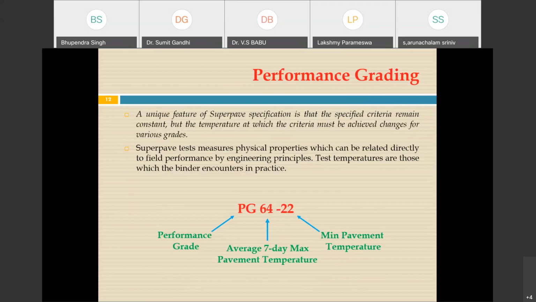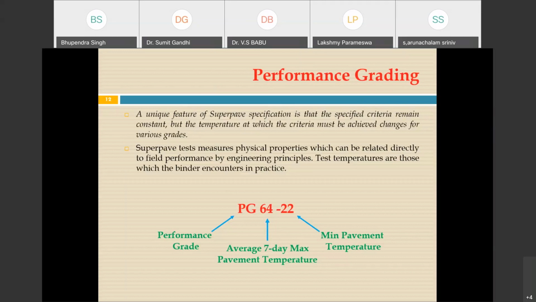So SuperPave tests measure the physical properties which can be related directly to the field performance by engineering principles, and test temperatures are those which the binder encounters in practice. If a binder has performance grade PG 64-22, what does it mean? It means it can be used at a location where the highest average 7-day pavement temperature reaches up to 64 degrees Celsius, and the minimum pavement temperature experienced is -22. As long as we use this binder in this location, our pavement will be able to perform better. So this is a very good criteria to characterize our bitumen.